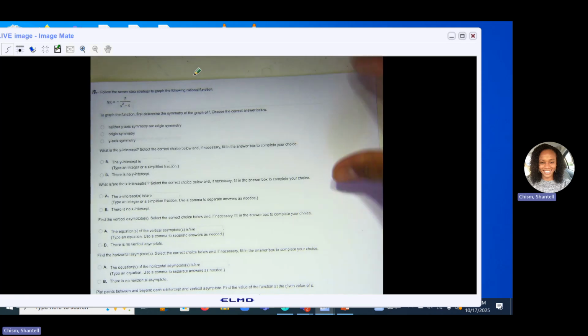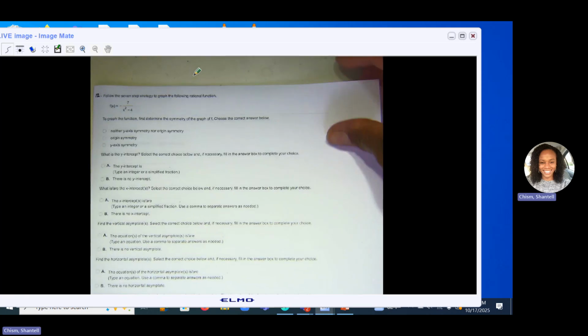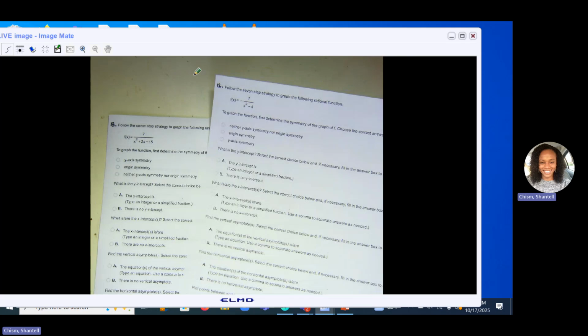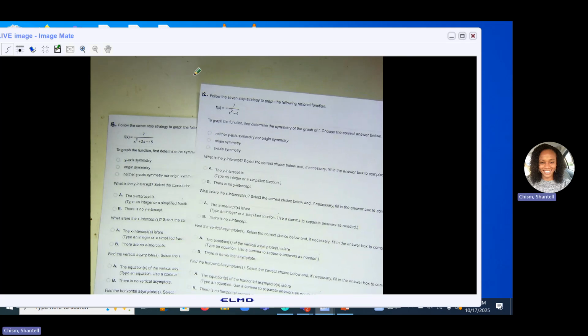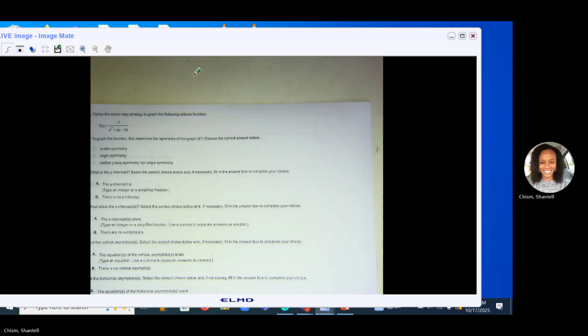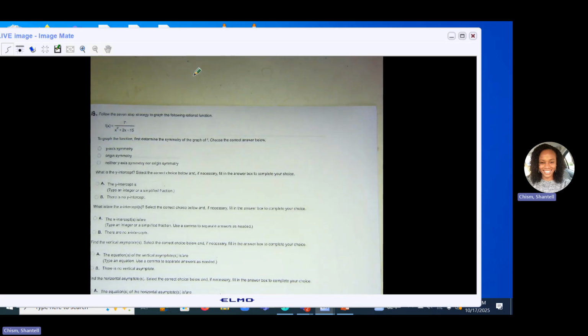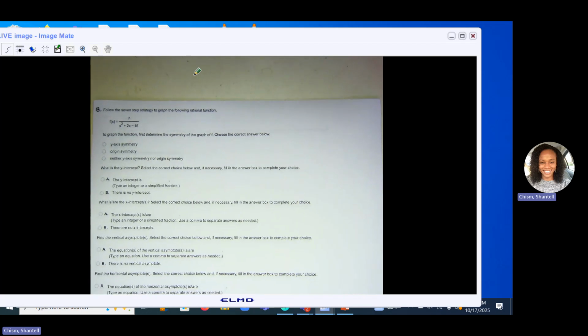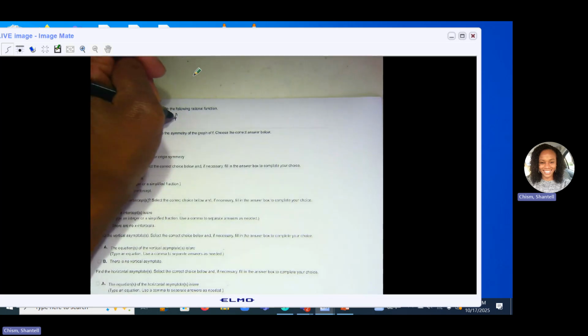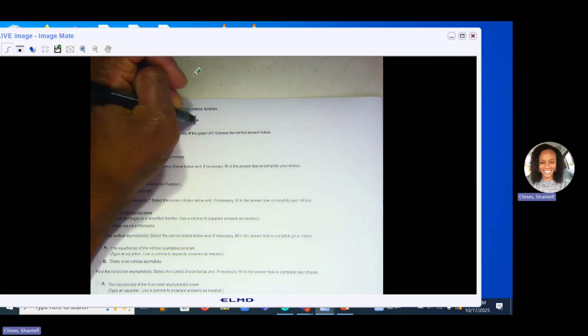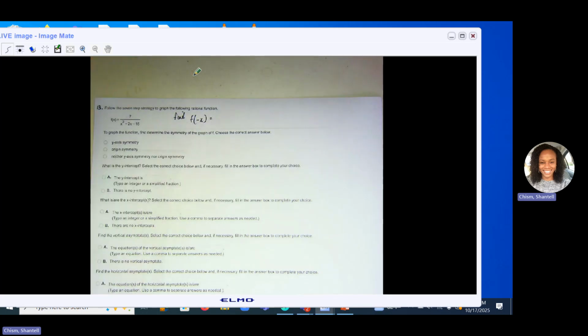Pretty straightforward for the most part, though. Let's take a look at which one I want to look at. We can look at number 13. So we've got here f of x equals 7 over x squared plus 2x minus 15. The first thing we do is see if we've got symmetry. So I'm going to find f at negative x and see what that gives me.